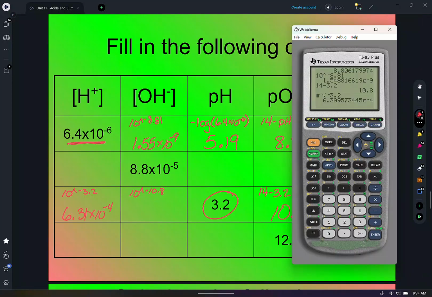Do the same thing for my OH minus. Second log, negative 10.8, 1.58 times 10 to the negative 11.